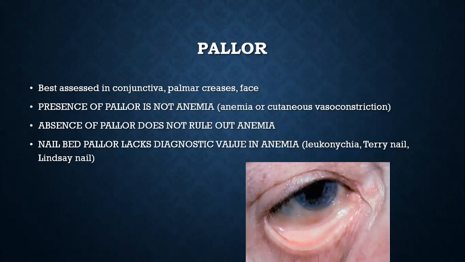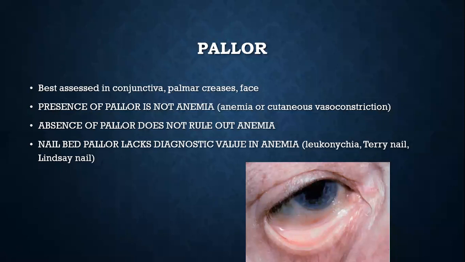So coming to the other signs which we commonly know and we commonly look for, pallor. Pallor, we all know, can be seen in the skin, but it is best assessed in the conjunctiva, palmar creases and face. The next thing I have mentioned in CAPS, because we commonly confuse. The presence of pallor does not always mean it is anemia, because a patient with excess sympathetic drive with cutaneous vasoconstriction may be pale without the presence of anemia. And the absence of pallor does not rule out the presence of anemia, because a patient with anemia who is having a flushing at that time due to any drug intake or so may not look pale in spite of having anemia.